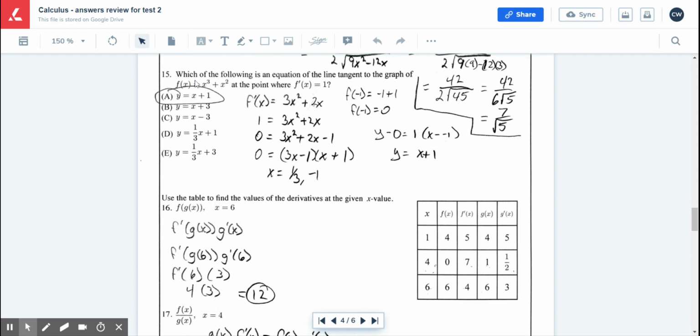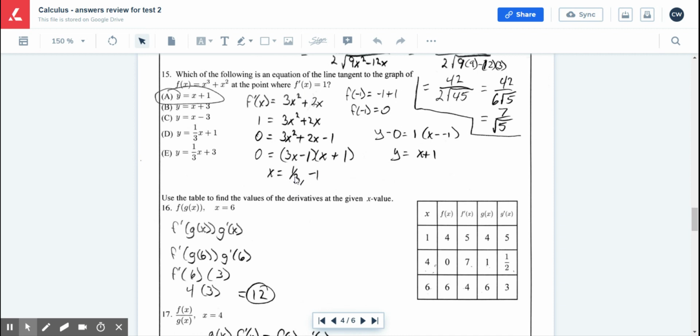All right, 15. Which of the following is an equation of the line tangent to the graph of f of x equals x cubed plus x squared at the point where f prime of x equals 1? Again, whenever you hear tangent line or line tangent, you should be thinking slope, which comes from the derivative, and you should be thinking we need a point as well. So this right here is telling me the derivative needs to equal 1, so that means I need to find the derivative. So I need to find the derivative of this, which gives me 3x squared plus 2x. Since the derivative needs to equal 1, I set 1 equal to the derivative and I solve. So I move the 1 over there, I factor, and I get 2 values for my x values.